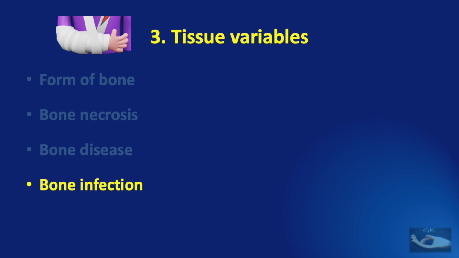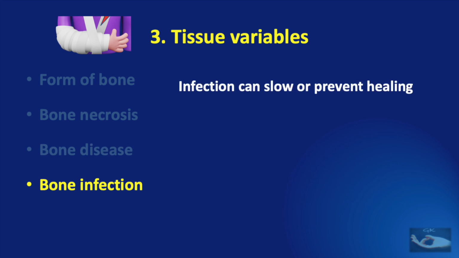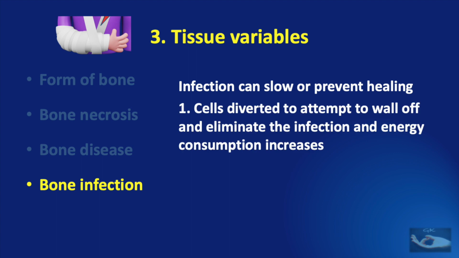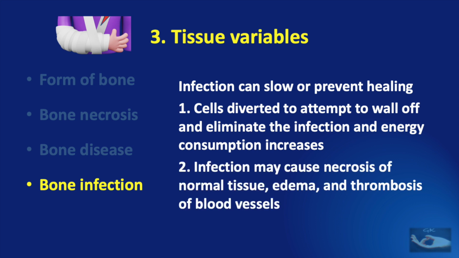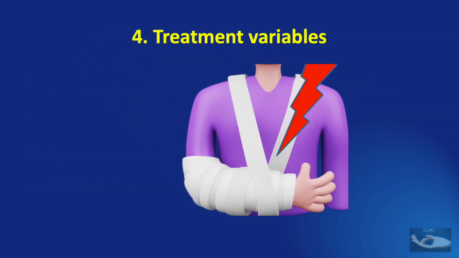Bone infection in fractures can slow or prevent healing completely. This is because the cells are diverted to attempt to wall off and eliminate the infection, and energy consumption increases. Moreover, infection may cause necrosis of normal tissue, edema and thrombosis of blood vessels, thereby slowing the process of fracture healing. Apart from all these factors, the modality of treatment chosen can also affect or modify fracture healing.